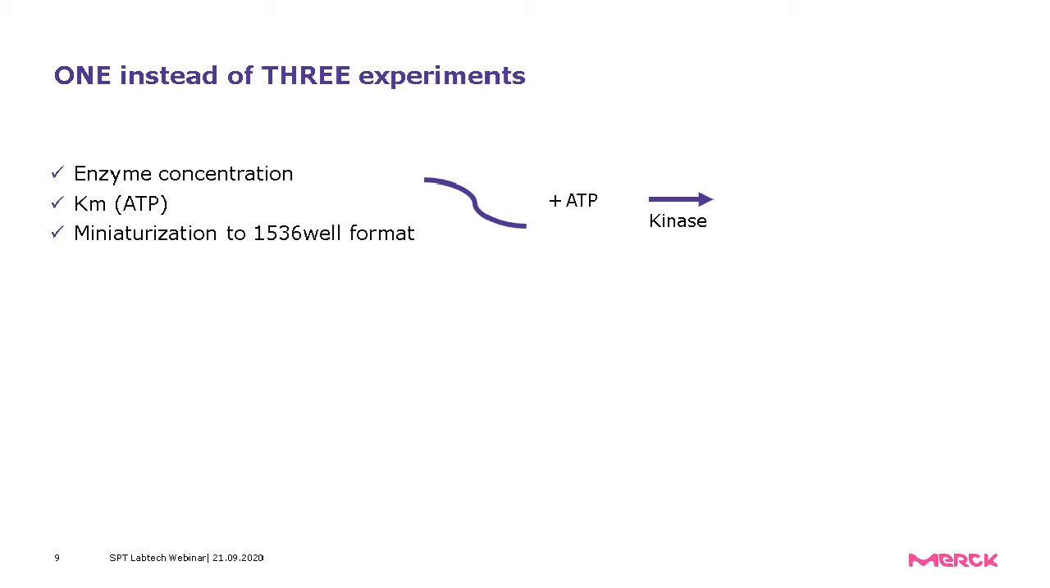So what we have done here is actually one experiment instead of 3 experiments. We looked at the enzyme activity by titrating the enzyme. We looked at the Km of ATP by titrating the ATP. And we already did the miniaturization step because we started in 1536-well plates.